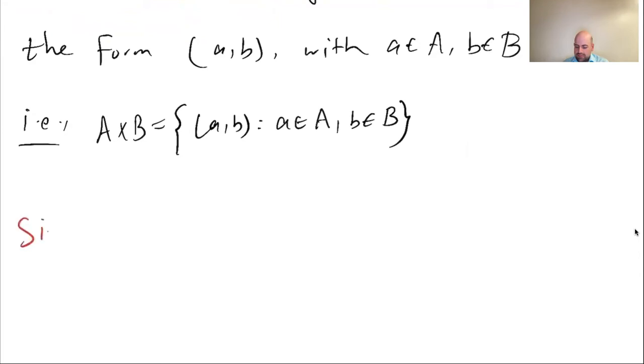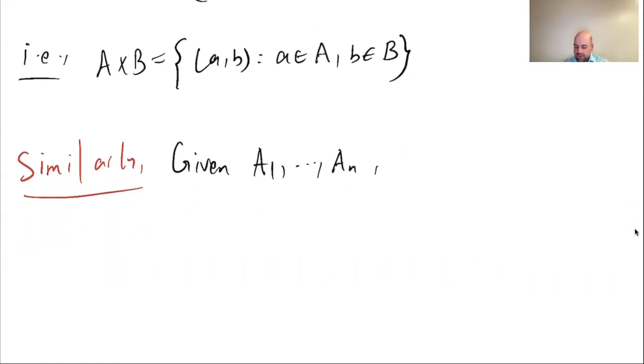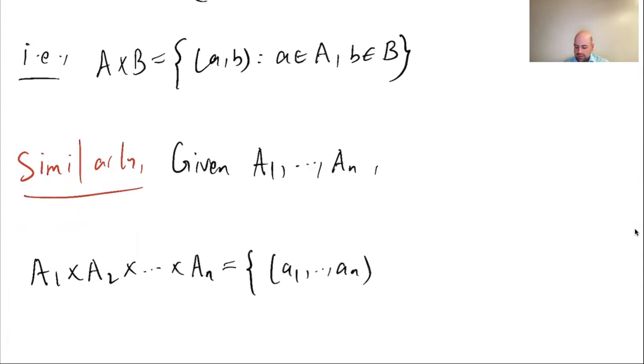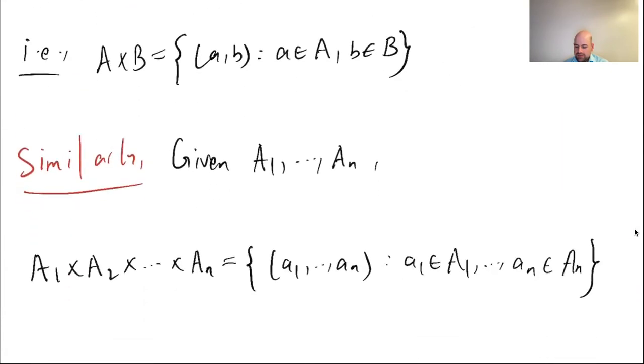Similarly, if you have n sets, given n sets, let's say A1 to An, we can define A1 cross A2 cross all the way to An as the set of all n-tuples, this time of the form (a1, ..., an), where a1 belongs to A1 and all the way to an belongs to An. Okay, so this is for two sets, this is for n sets.